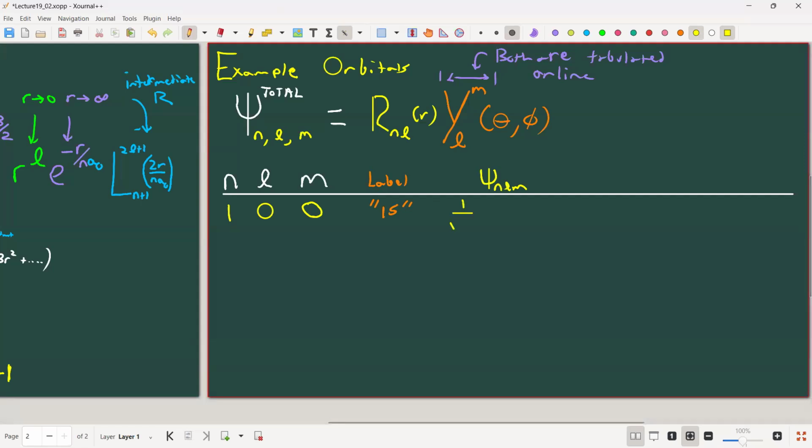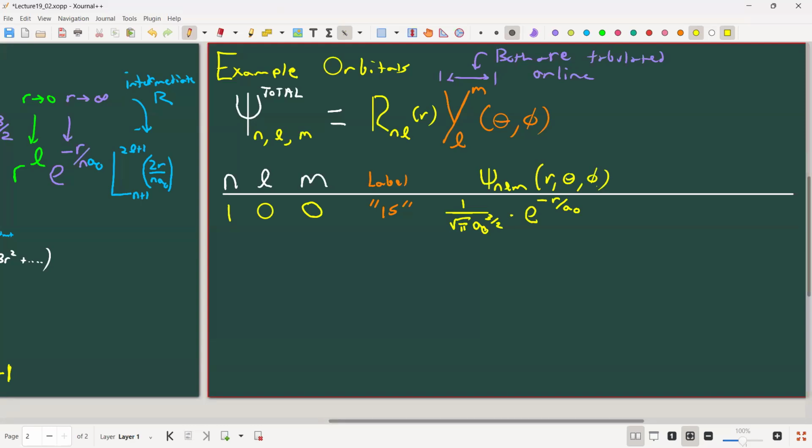Is 1 over the square root of pi times a naught to the 3/2. We'll talk about this a naught number in a second. Times e to the minus r over a naught. Okay. And this should be a function of r, theta, and phi. It should be all of those, right?